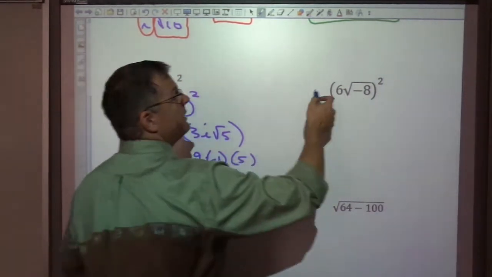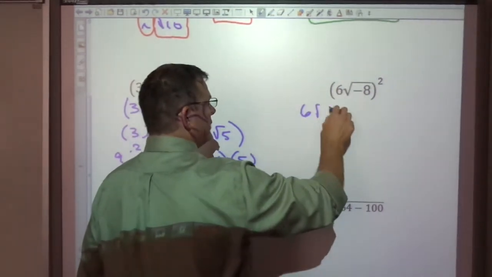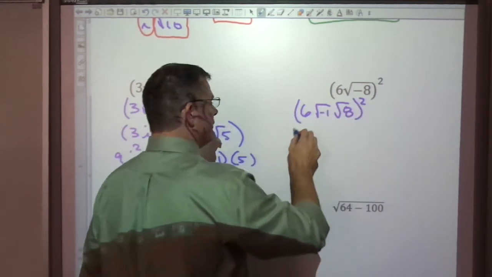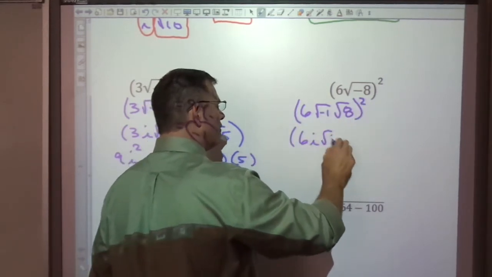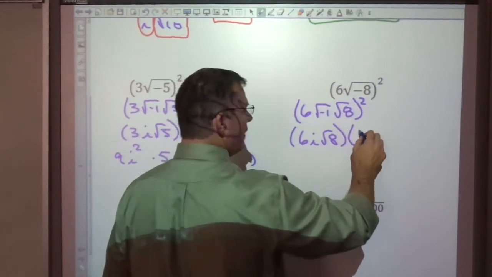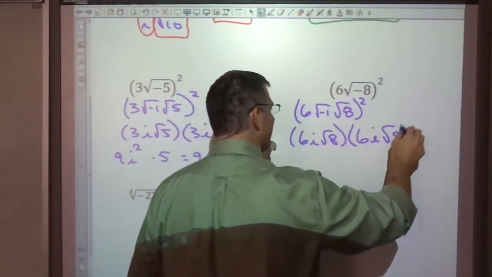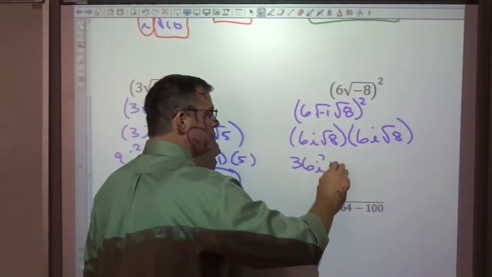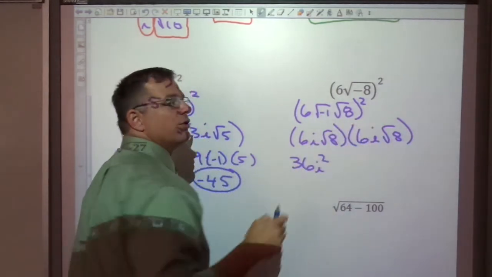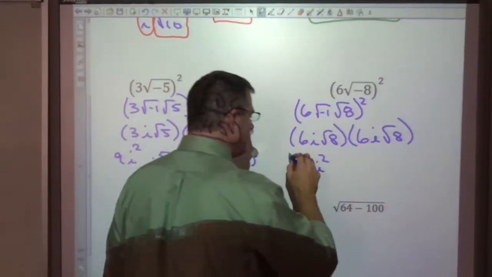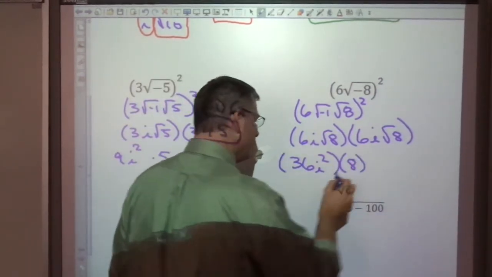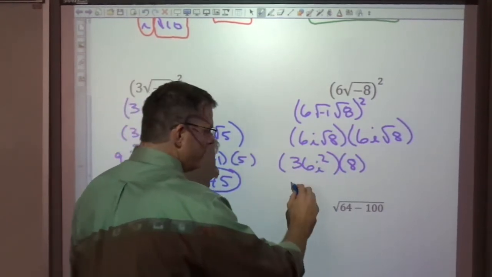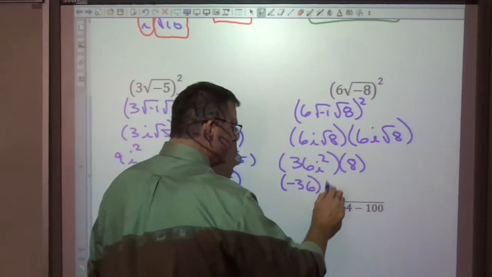Okay, same idea here. We've got 6, square root of negative 8. So this is 6i radical 8 squared. 6i times 6i is 36i squared. Radical 8 times radical 8 is radical 64, which is plain 8. This is negative 1, so it's 36 times negative 1, which is negative 36 times 8.